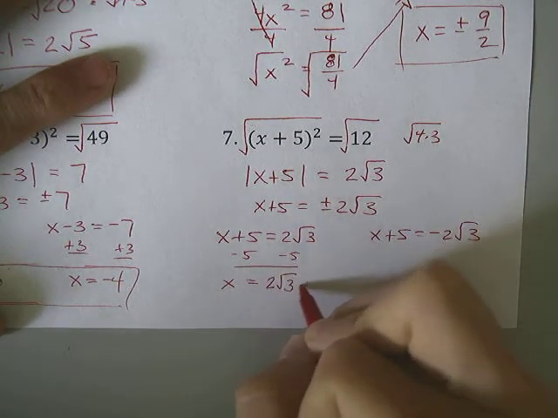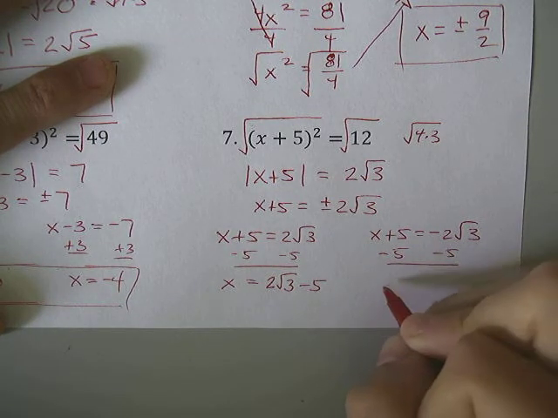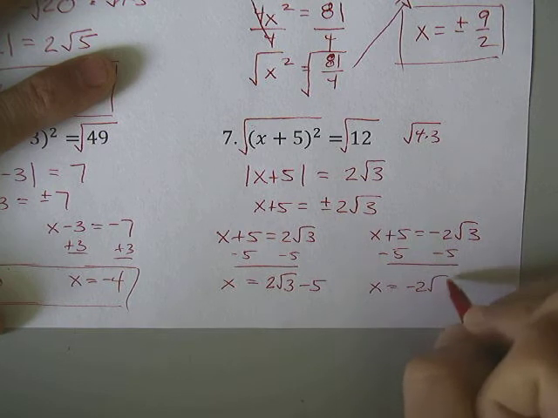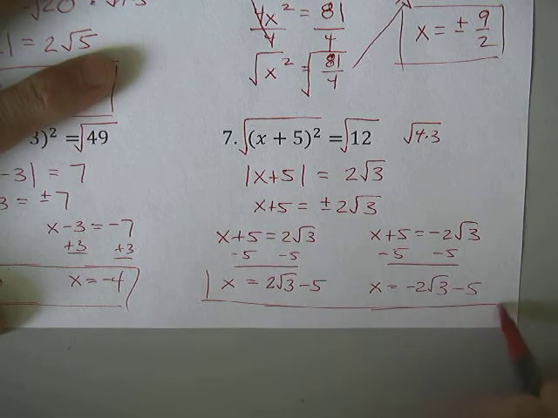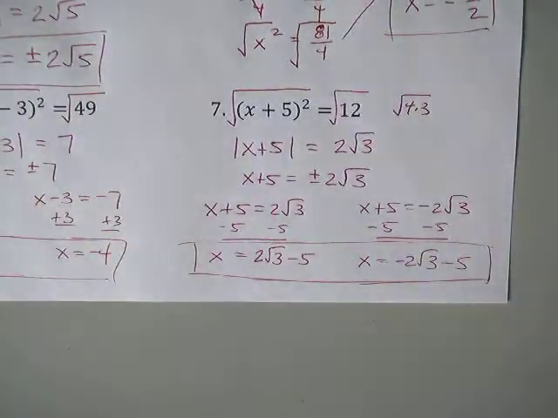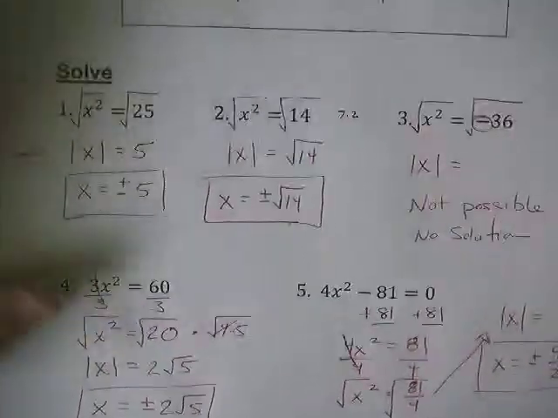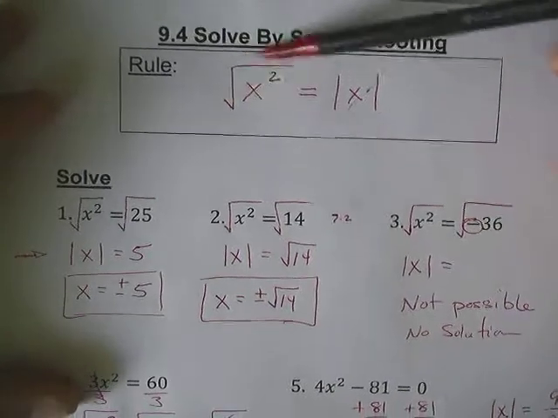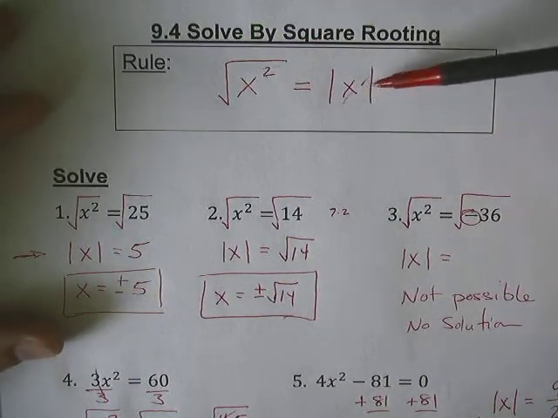So last but not least, I'm going to subtract 5. Now, can you combine those? You have 2 root 3 minus 5? No, you can't. So you can just write your answer as 2 root 3 minus 5. Same thing over here, subtract 5. X equals negative 2 root 3 minus 5. And that's it. That's okay to have an answer that looks like that. Doesn't seem like it's complete, but it actually is. It's simplified as can be. Unless you use the calculator to approximate what 2 root 3 is, there's nothing else you can do.